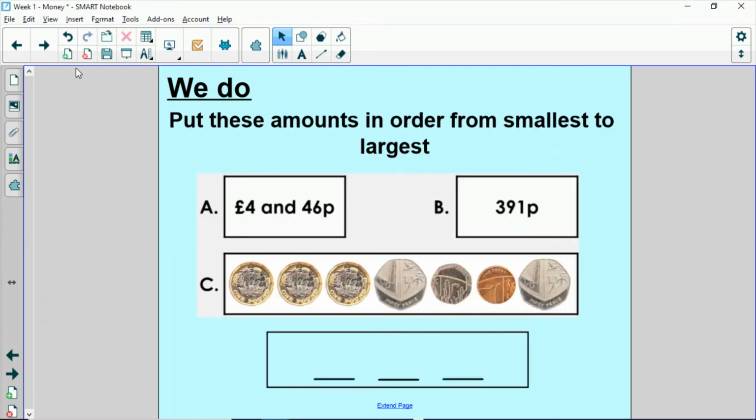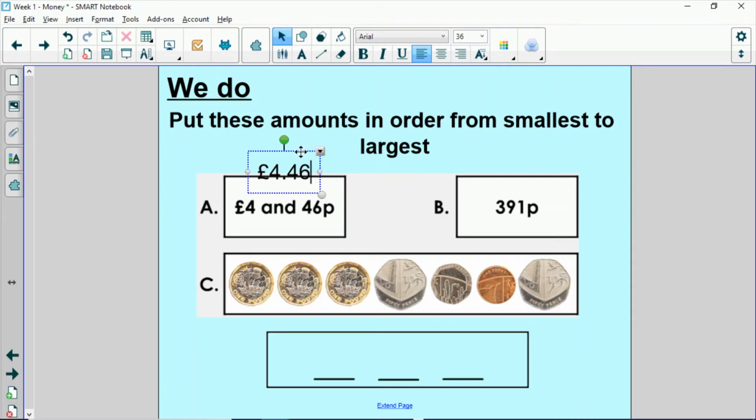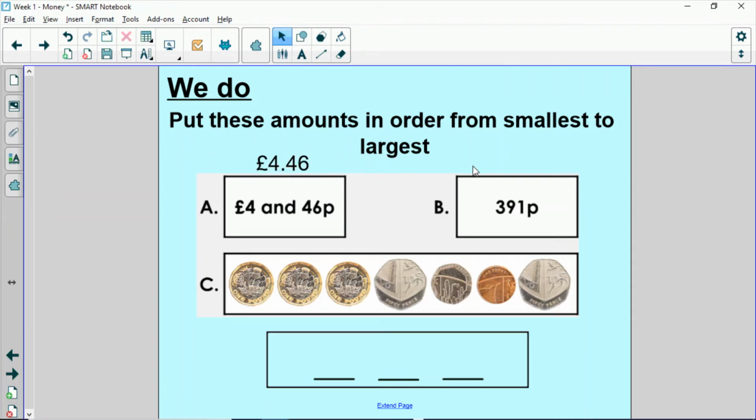Okay, let's move on to our next We Do question. This is all about ordering. It says, put these amounts in order from smallest to the largest. Now, I'll do the first, A and B, where it's always best sometimes to convert it into numbers, so they're all the same. So we've got £4.46, and I can write it like that. For B, I've got 391 pence. Well, we know 300 pennies is £3. I've got my decimal point and then my extra pence there, 91.